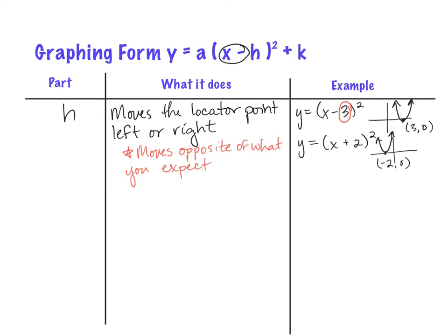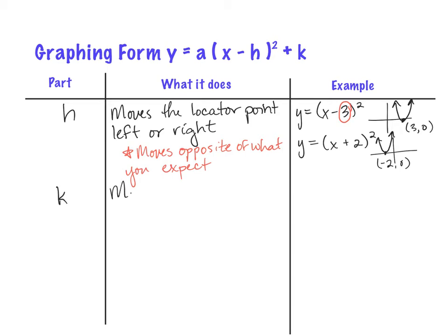So it moves it the opposite direction of what you would expect. X minus 3, that moves it to the right. X plus 2 moves it to the left. So h is whatever is bundled in there with x. In this case, it's parentheses squared. K is the one that's hanging out by itself.